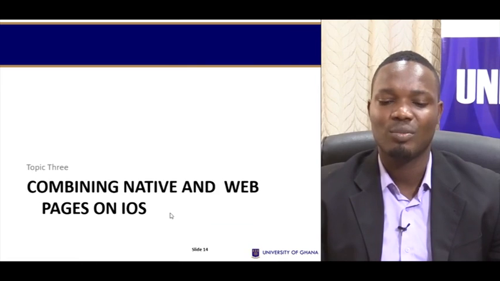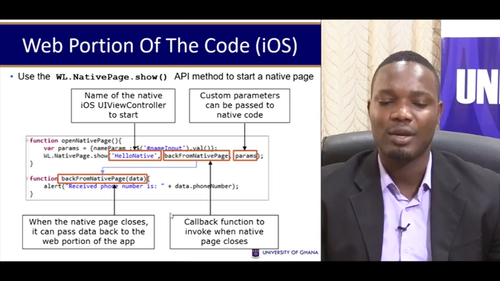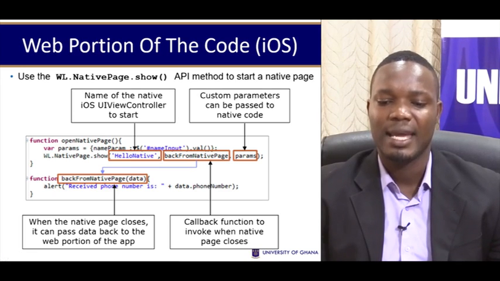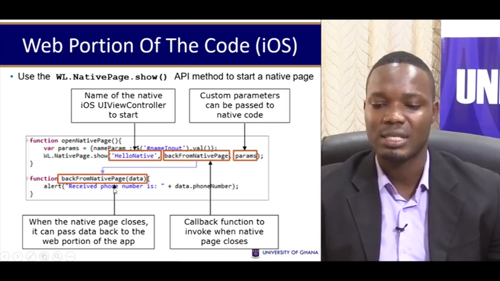Now, I want to see how this combination is done on iOS. Here again, we want to use the WL.NativePage.show. Now we are passing in the iOS UIViewController. We need to pass in the name of the iOS UIViewController to start, and then we also need to pass in the callback function and the parameters that need to be sent to this UIViewController. Now, when the native page closes, the callback function is going to be called, and then we can process the data.